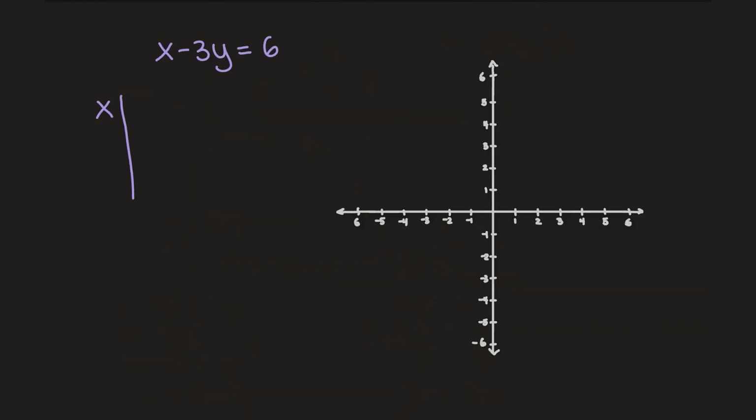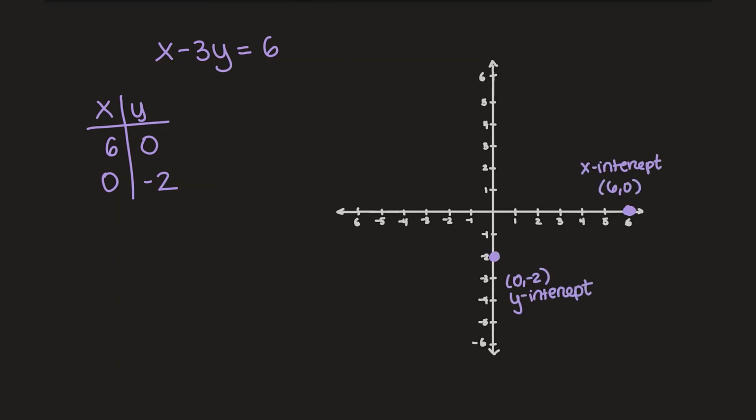Okay, now we can graph these 2 points. We plot the x-intercept and the y-intercept, and we draw a line going through the points. So this is the graph of our equation.